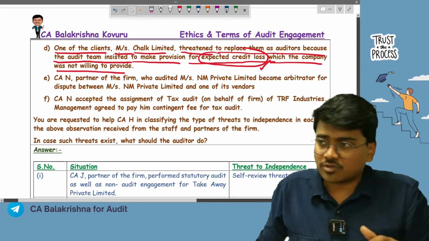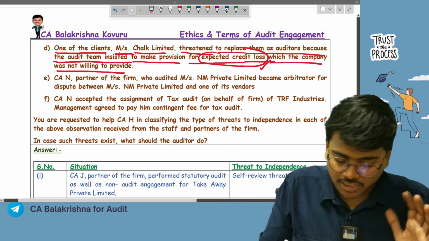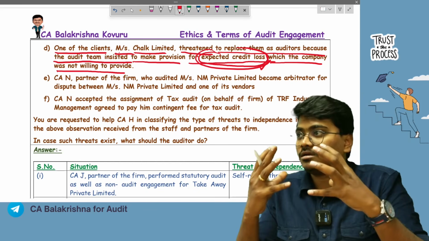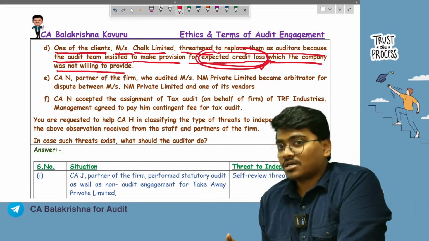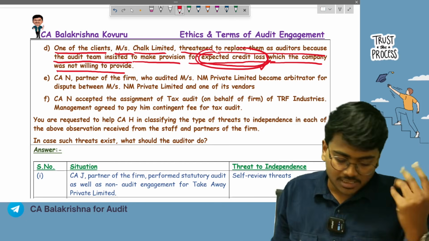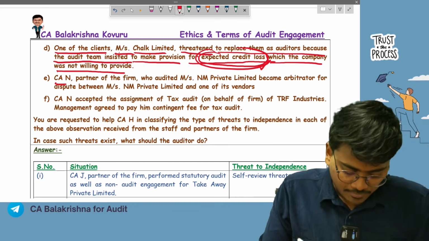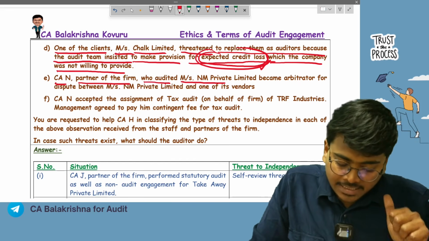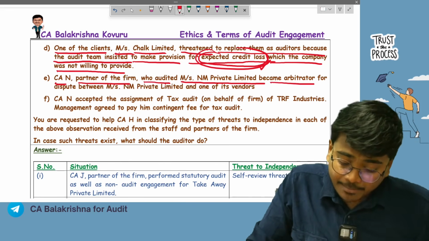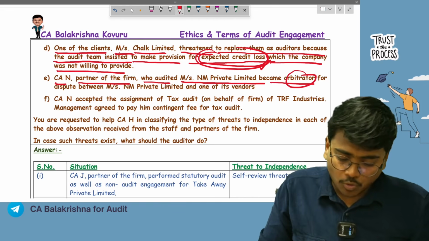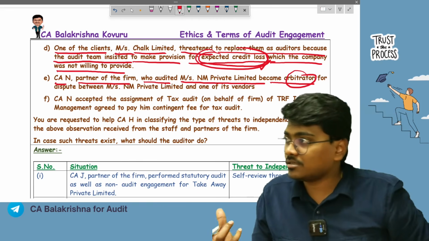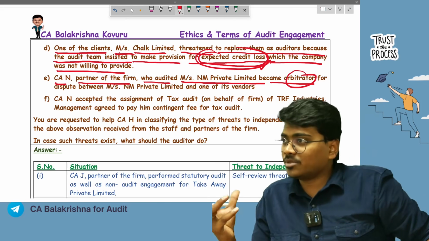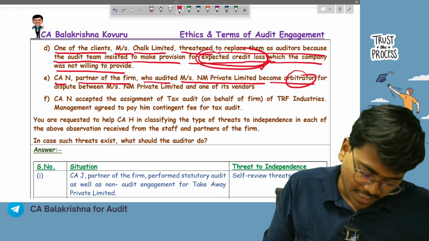Here, for the purpose of the question, you have to just assume that there is a particular accounting treatment which the client is not agreeing to do but the auditor is asking to do. Next, CAN, partner of the firm who audited Mrs. NM Private Limited, became arbitrator. Do you know what is meant by an arbitrator? Similar to court. Yeah, I'll tell you.